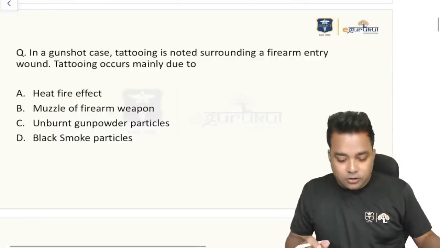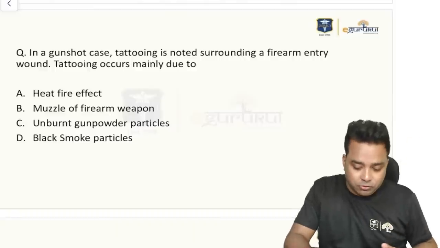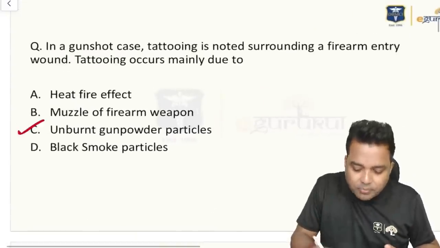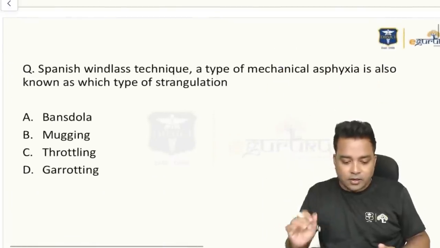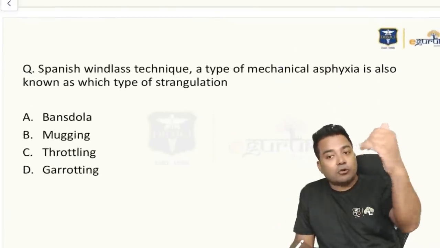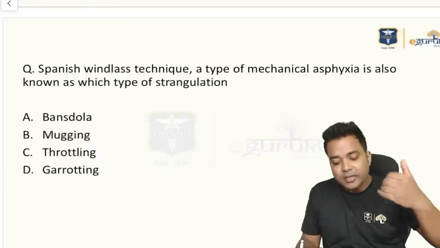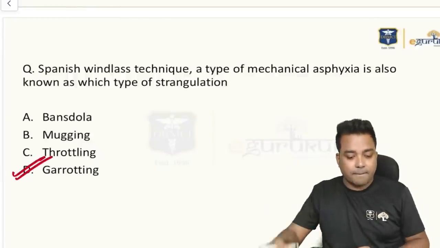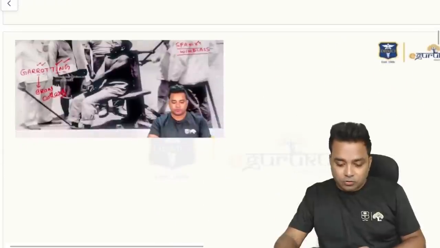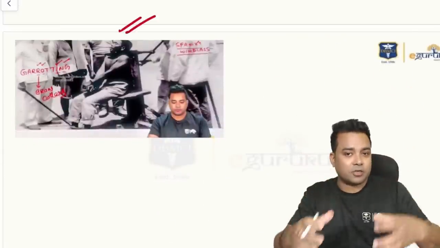In a gunshot case, tattooing is noted surrounding a wound. The question asked was: tattooing occurs mainly due to? We know tattooing is due to unburned gunpowder particles without any doubt. Then, Spanish bend lash technique is also known as, one of the types of garroting is the Spanish bend lash technique. What is garroting? Strangulation by iron collars. Here the answer will go with garroting. The neck is being compressed by iron collars.